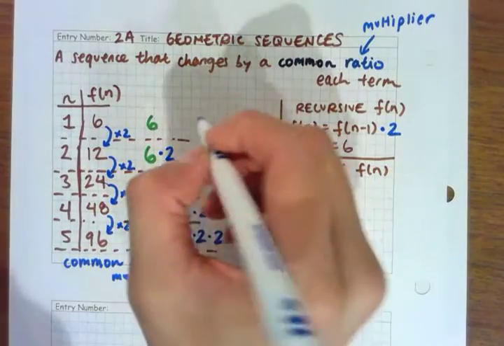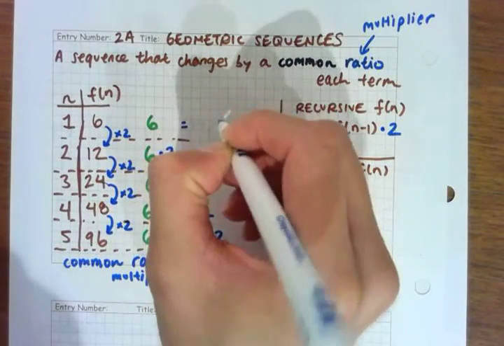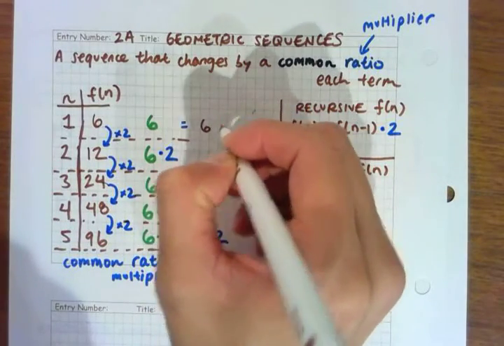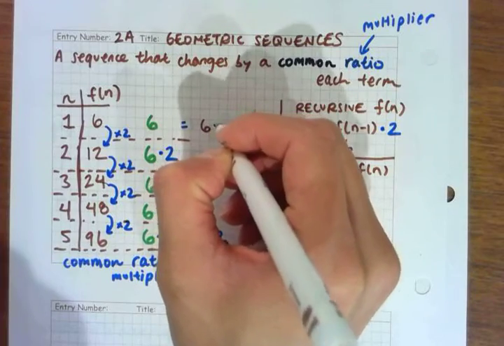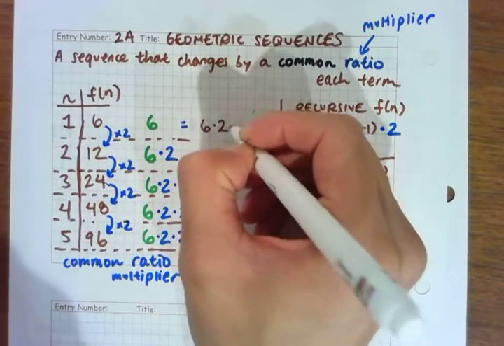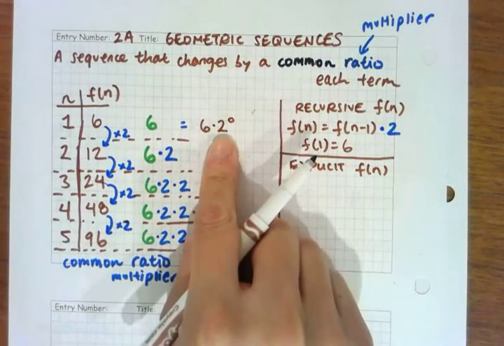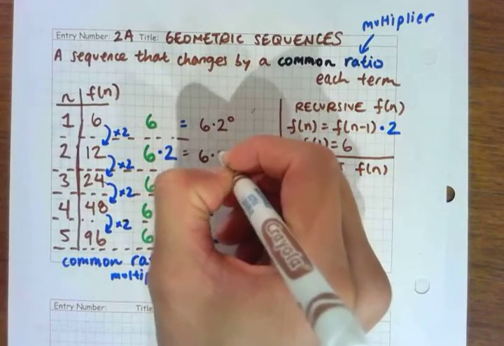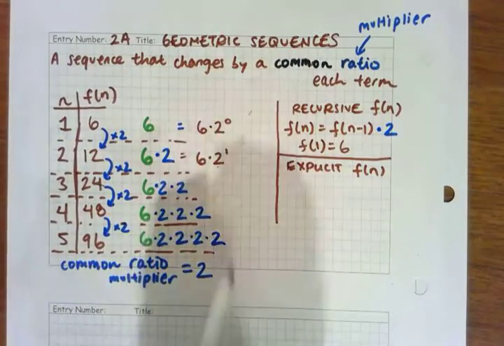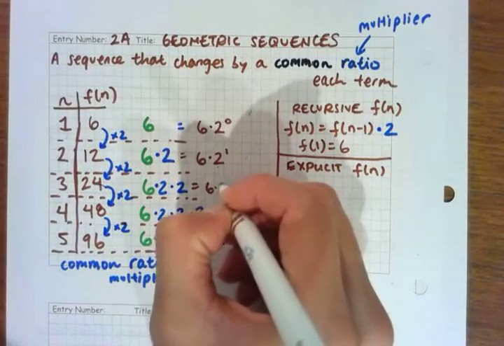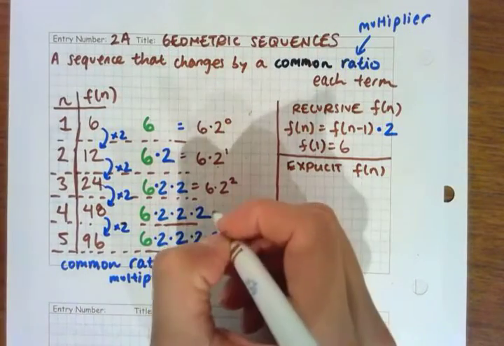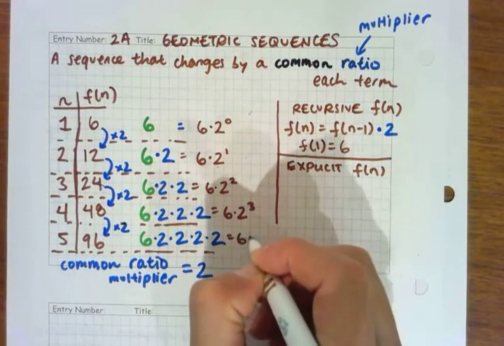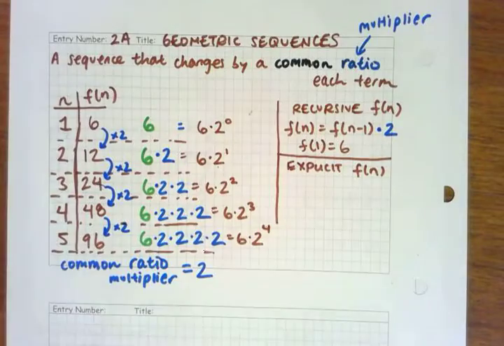And so these terms, you can think of this first one as being 6 times 2 to the 0 power. Right? This is equal to 1. So this is 6 times 1, which gives us 6. This one we did 6 times 2 once, so 2 to the first power. This one we did 6 times 2 twice, so 6 times 2 to the second power. This one we did 6 times 2 3 times, so 6 times 2 to the third power. This one we did 6 times 2 to the fourth power.